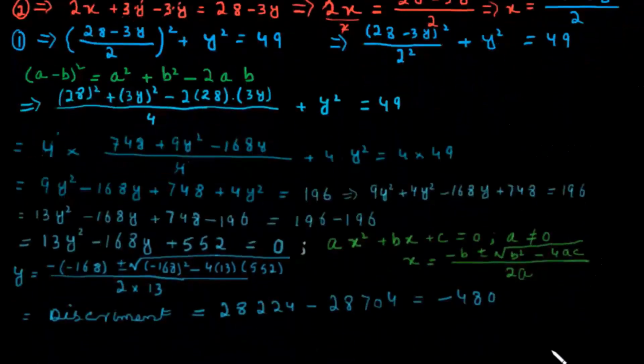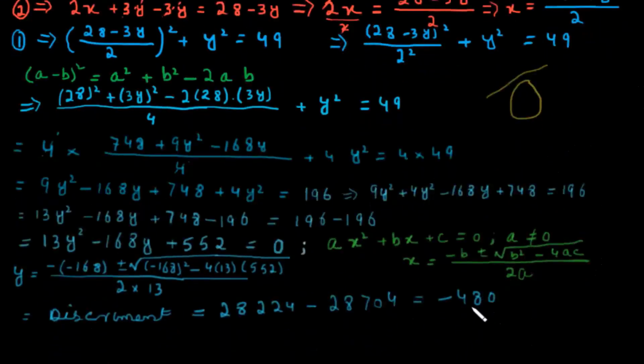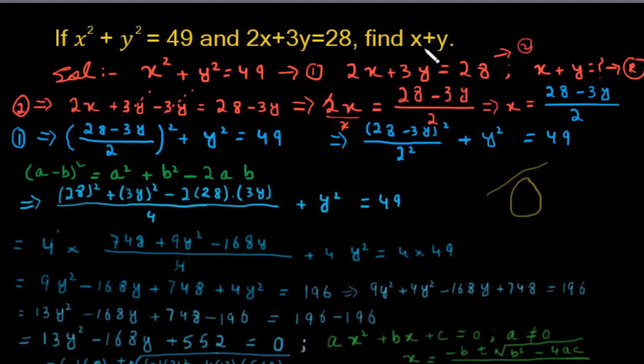In other words, I can say that this equation represents a circle like this one, and this equation represents a line like this one. But let me tell you that these two don't intersect each other. That is why there are no such points where we will have values for x and y. That is why the discriminant is negative, and when it is negative, we say that the solution is imaginary, not real.